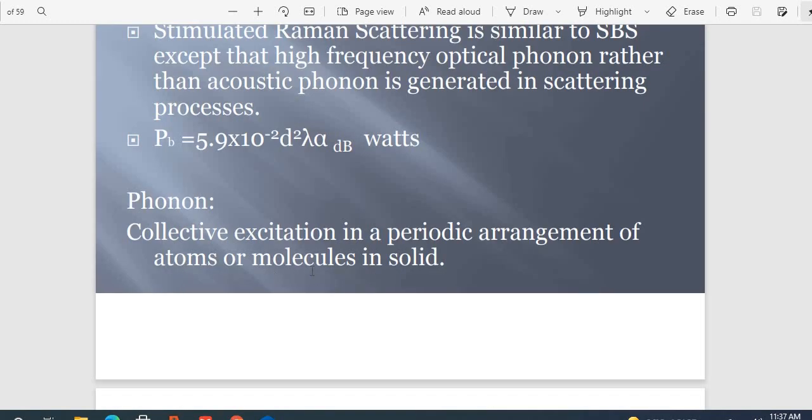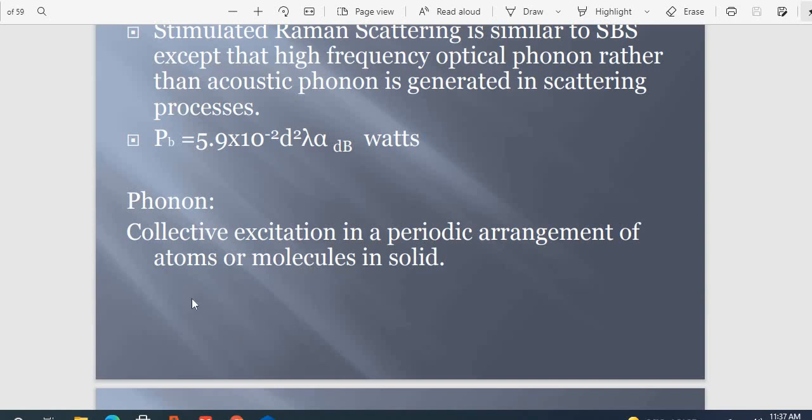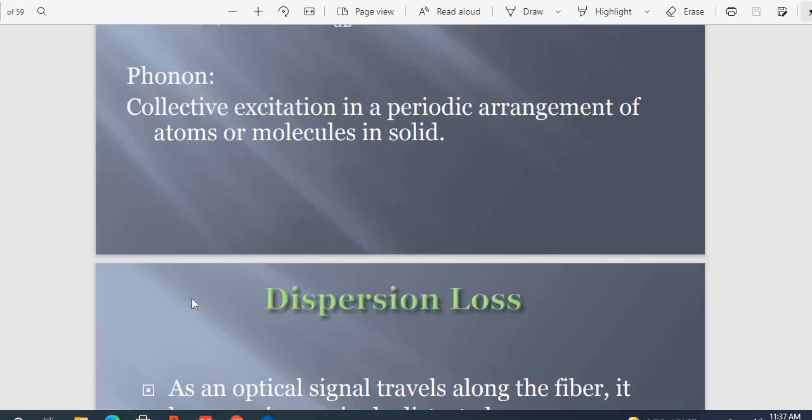What is a phonon, students? It is the collective excitation in a periodic arrangement of atoms. We take the complete atom in a periodic arrangement, arranging atoms or molecules in a solid. So we always take the phonon in solids only, because the collective excitation can be described in terms of periodic scattering. Scattering is of two types: linear and non-linear. In non-linear scattering we have learned about SBS and SRS. Both come under the non-linear part only.